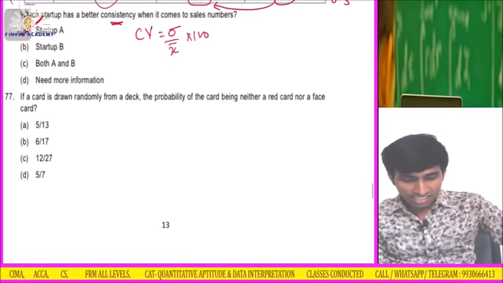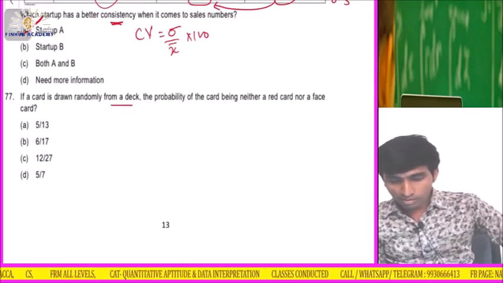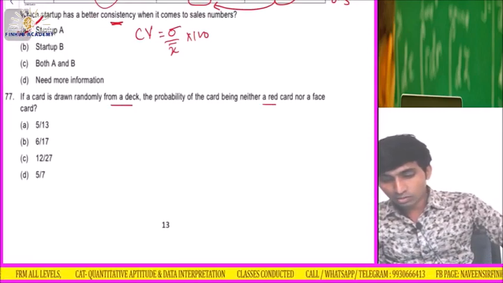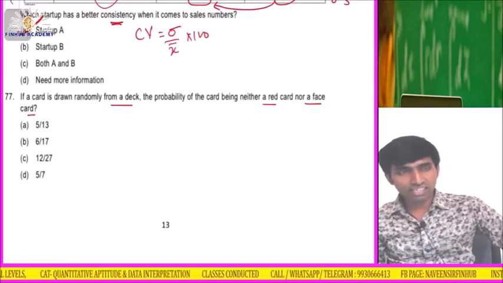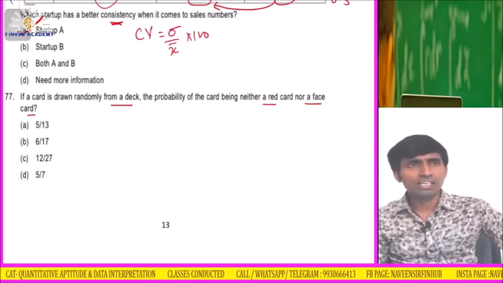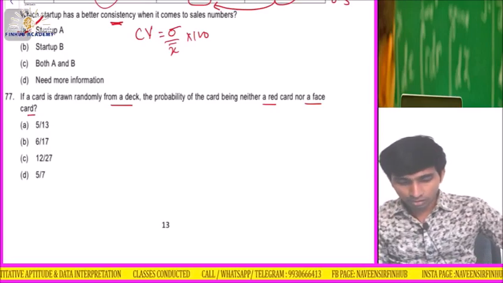Okay, if a card is randomly drawn from a deck, find the probability that it is neither a red card nor a face card. Okay, I don't want red card. How many cards are there? There are total 52 cards.